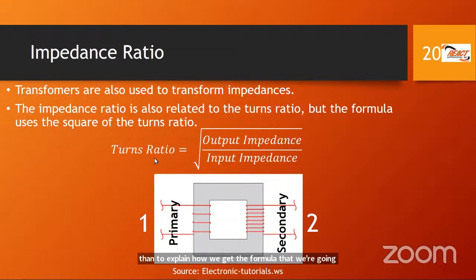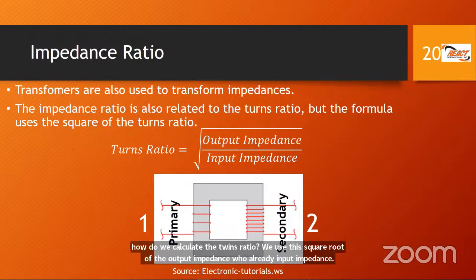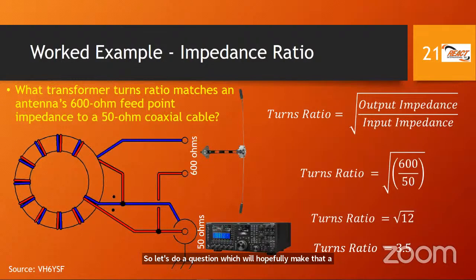So the formula is turns ratio, which is what we're going to be asked to solve. What is the turns ratio? It is the square root of the output impedance over the input impedance. So in the same way that we can use a transformer to transform a voltage to another voltage, we can also do impedance matching by using a transformer. And how do we calculate the turns ratio? We use the square root of the output impedance over the input impedance. So let's do a question which will hopefully make that a little clearer. So this is a worked example.